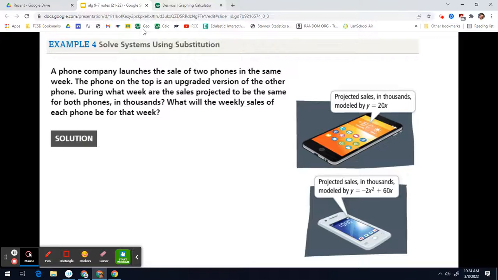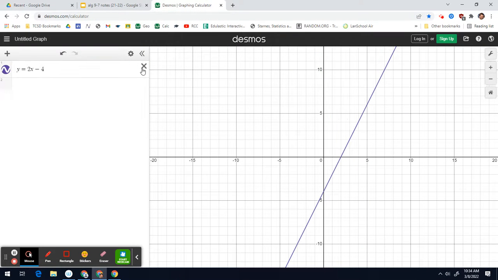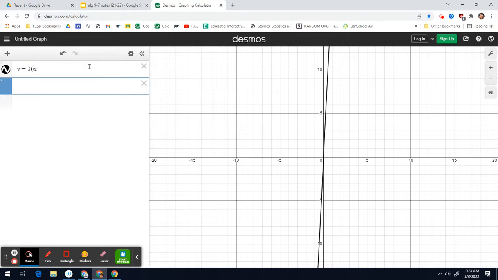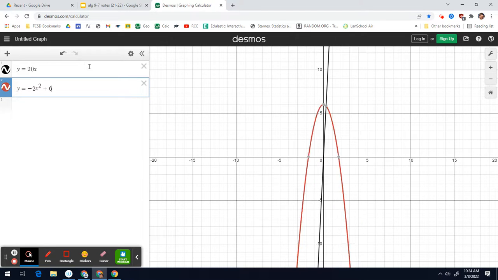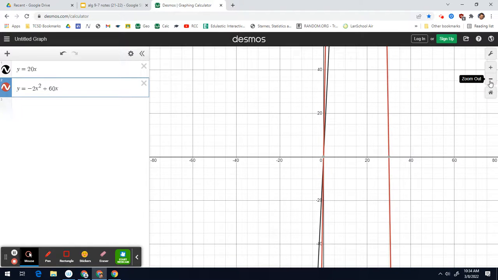Okay. So we go into Desmos, clear. Again, it is a word problem, so these might be bigger numbers. So y equals 20x is my first one. Again, you can see that's a very steep line. And then y equals negative 2x squared plus 60x, right? And again, notice part of it went away because it's gone, right? Look at that.